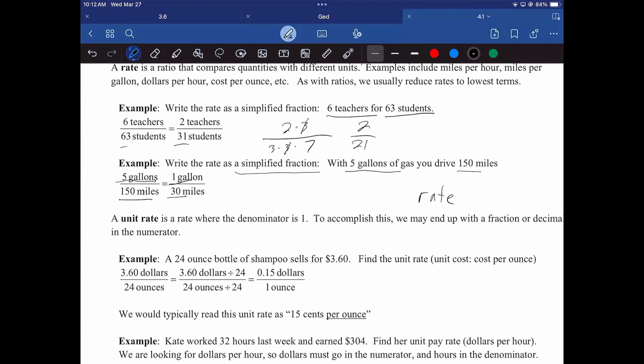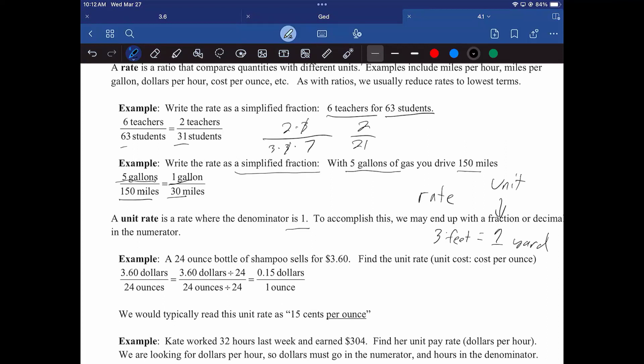Unit rates are where we can have, for every one of these, a certain amount. So a good example would be 3 feet is equal to 1 yard. This is a unit rate because this is single, so it's a unit. And that's a relationship related to a unit.